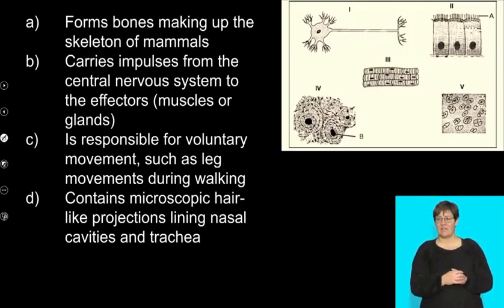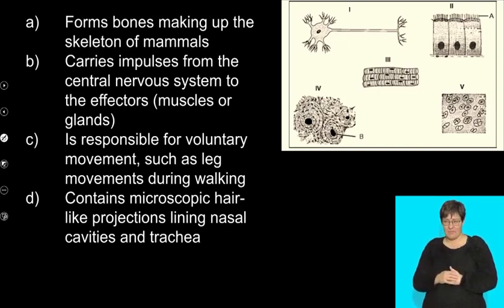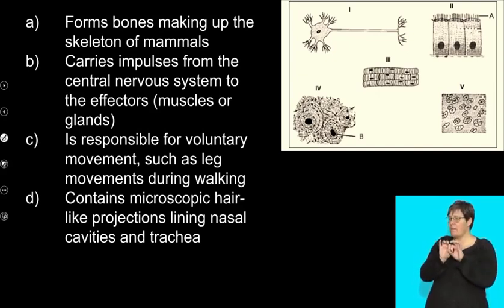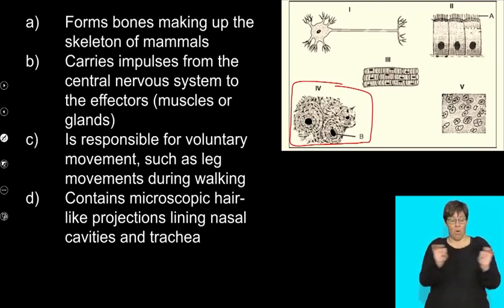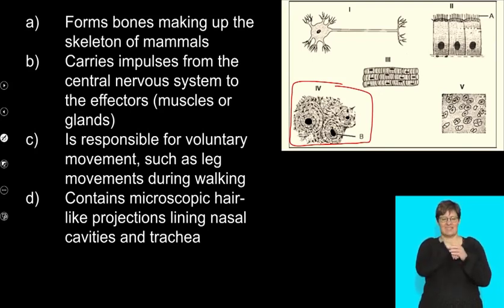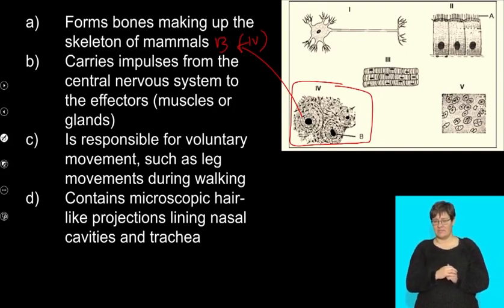Forms bones making up the skeleton of the mammal. So if we have a look over here, forms the bones making up the skeleton of the mammal. I'm actually going to say over here, bone is the most recognizable one, remember, because it's got those lovely little circles. So the letter would be B, and the number, it is diagram number 4.